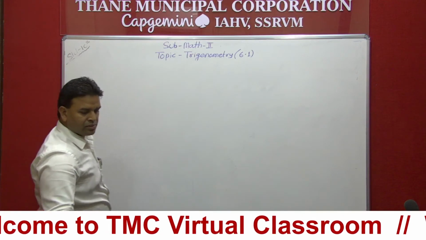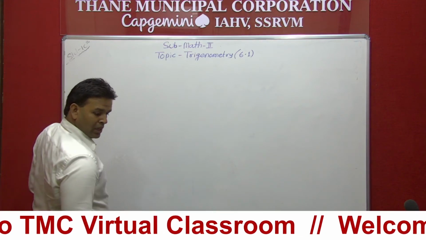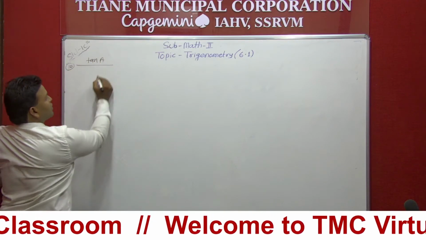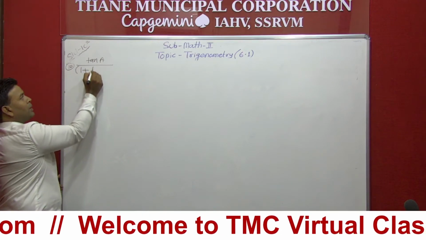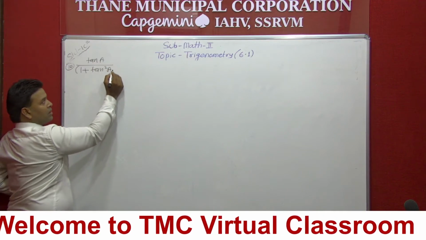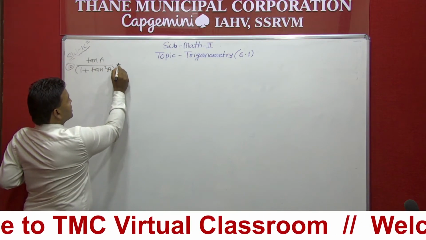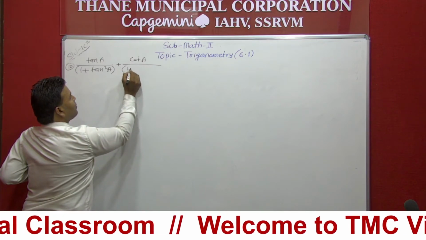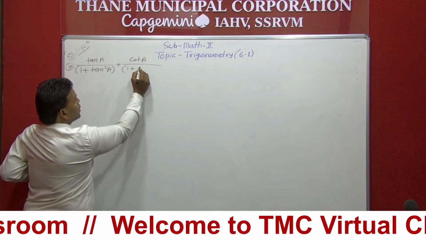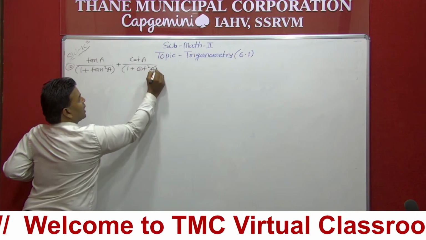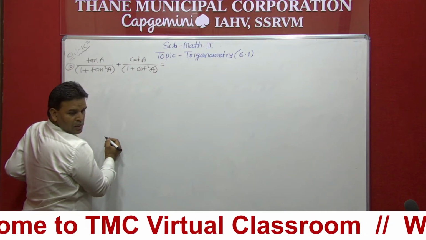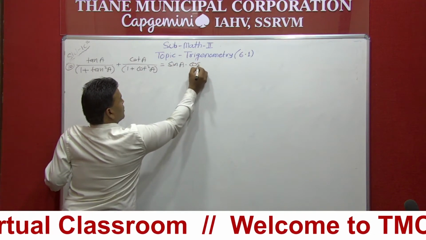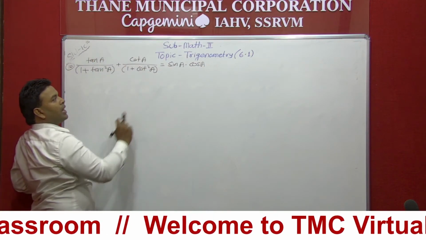Now the question number 10 is, let me write down the question first. Tan A upon 1 plus tan square A, plus cot A upon 1 plus cot square A, and that is equal to sin A into cos A. So this is our left hand side and this is our right hand side.